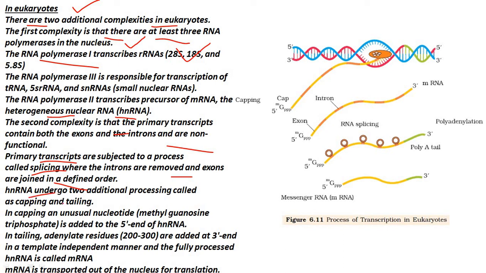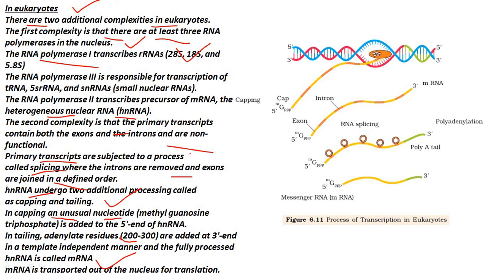The hnRNA undergoes two additional processes called capping as well as tailing, which I've also explained. In capping, an unusual nucleotide, methylguanosine triphosphate, is added to the 5' end of the hnRNA, as you can see here. In tailing, 200 to 300 adenylate residues are added at the 3' end in a template-independent manner, and the fully processed hnRNA is called the mRNA, and the mRNA is transported out of the nucleus for translation into the cytosol.